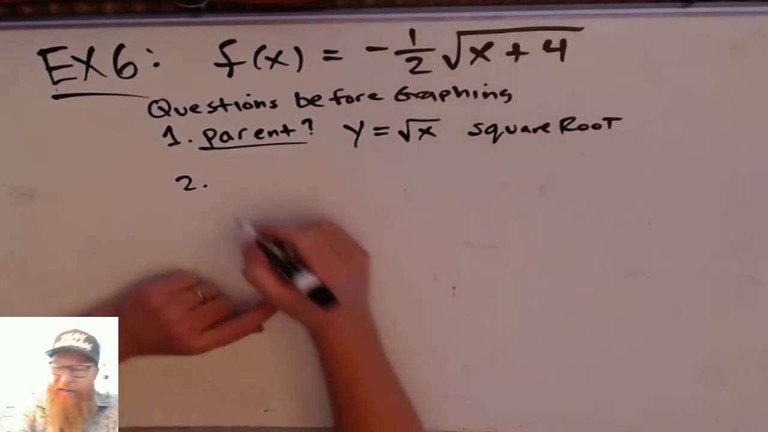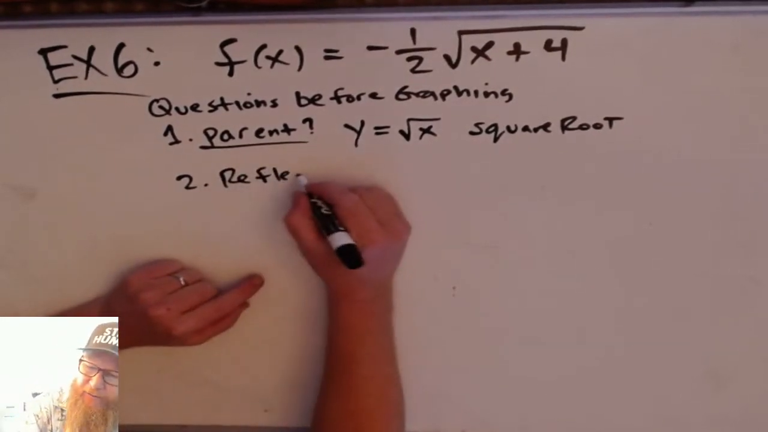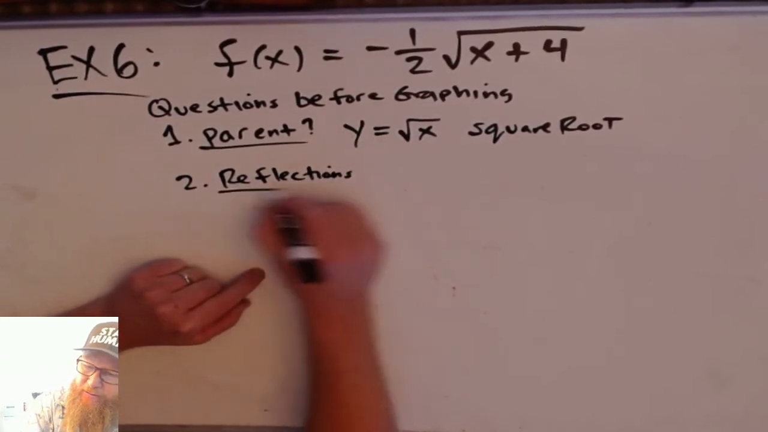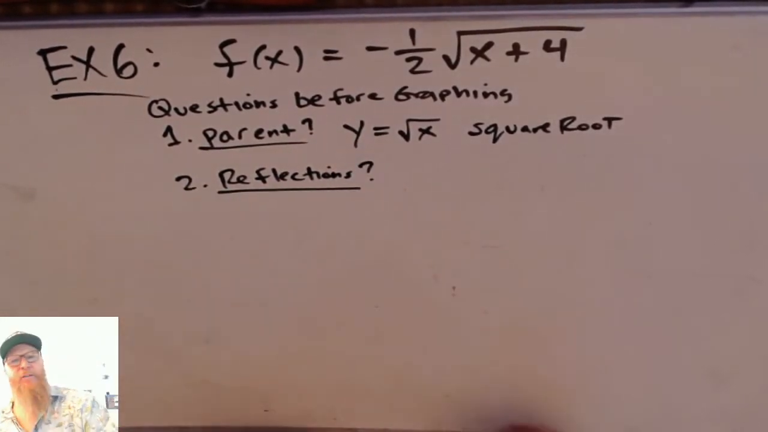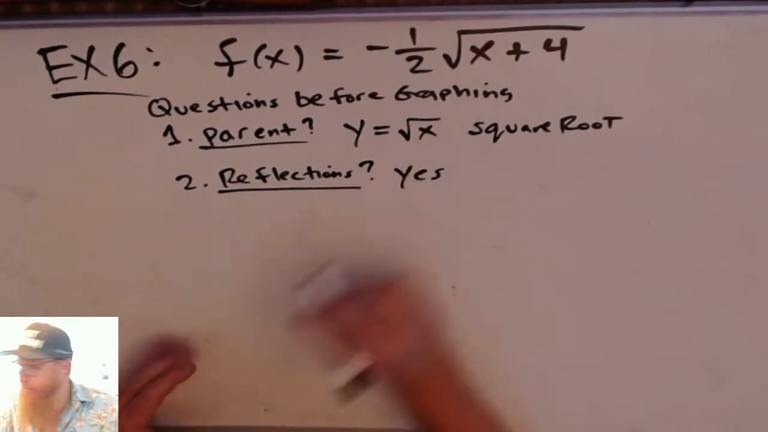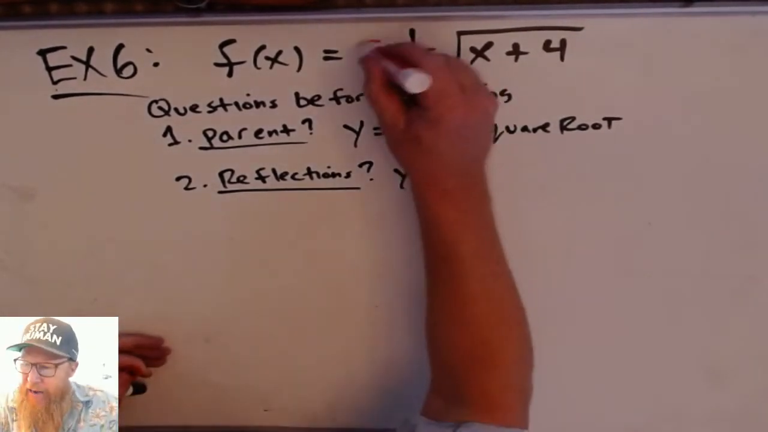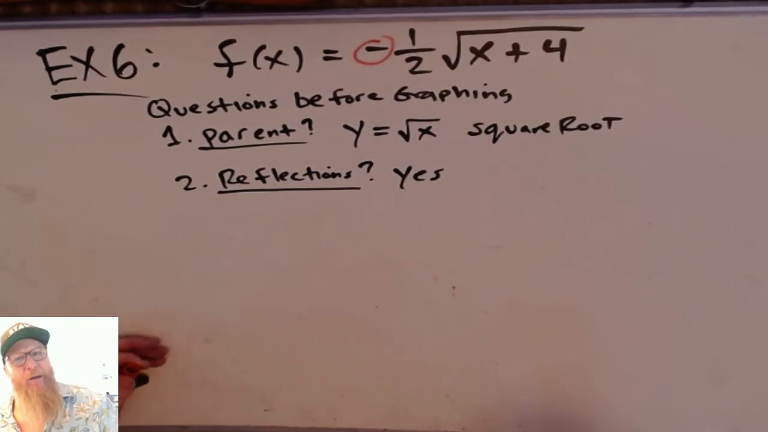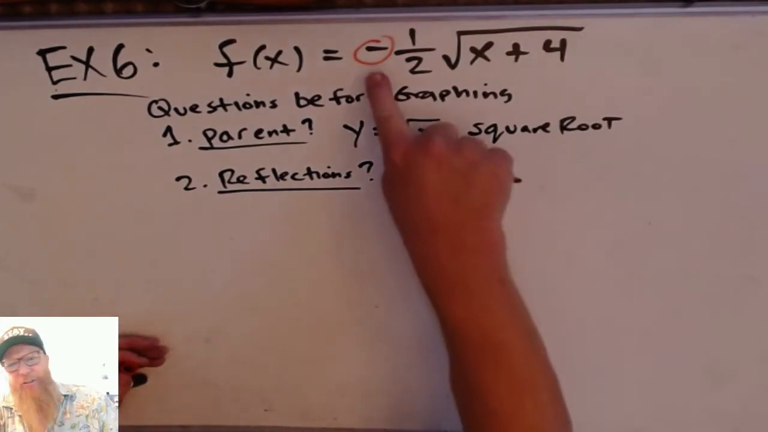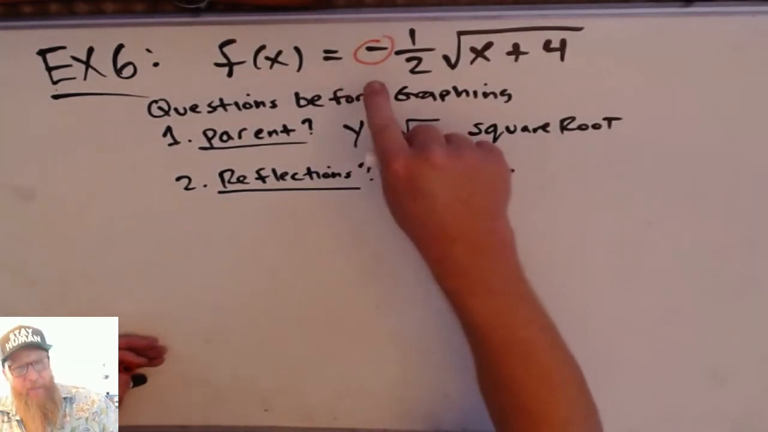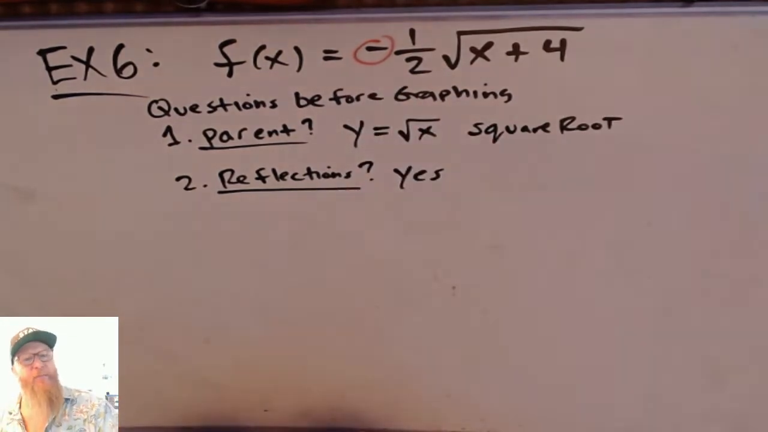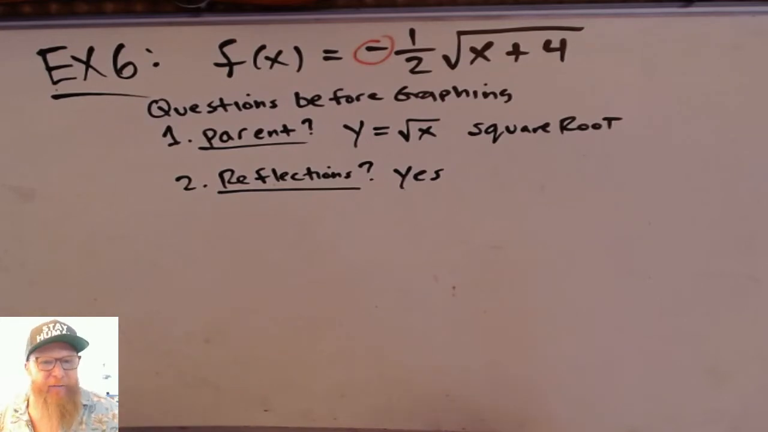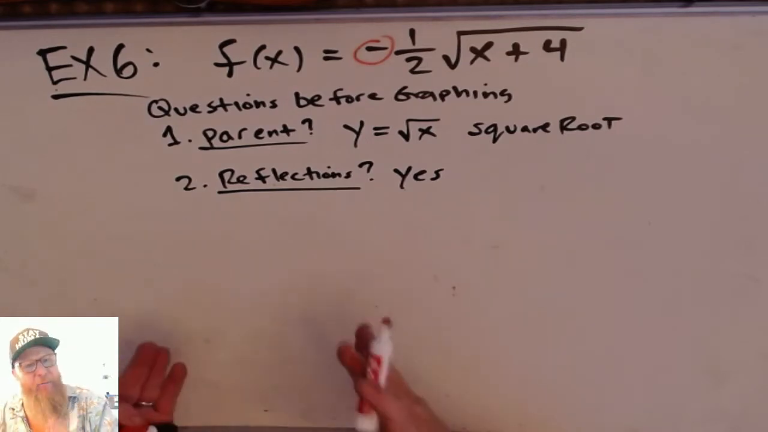Are there any reflections? Do you see a -1 anywhere? Yes. This negative right here, that's an invisible -1. This actually means -1 times 1/2. We don't typically write it that way. We just write it as -1/2, but it actually means -1 times 1/2.